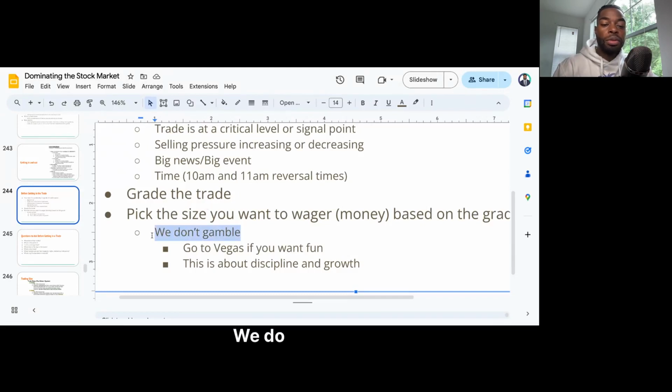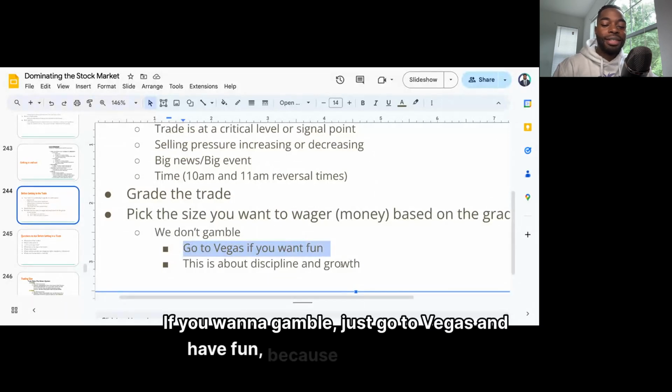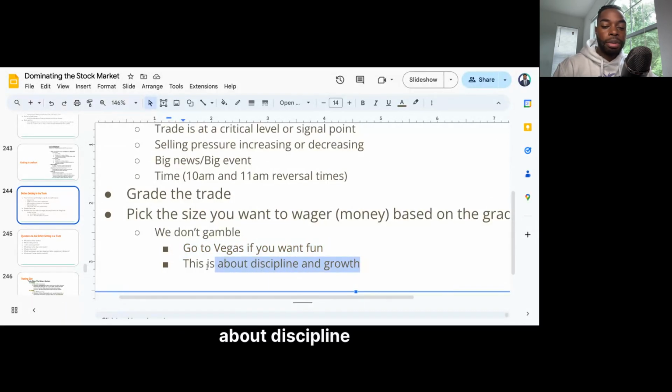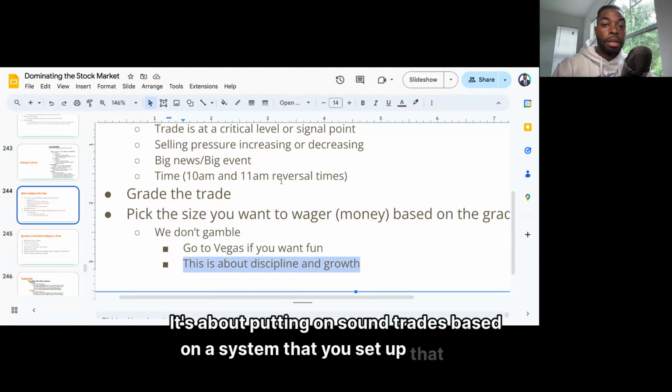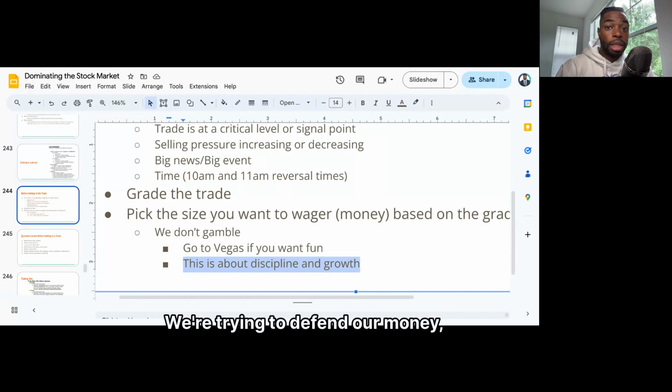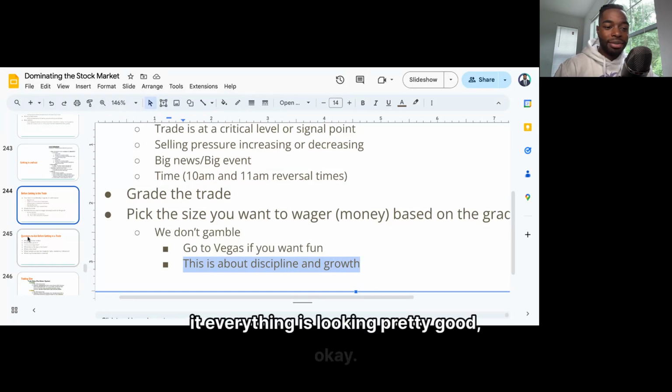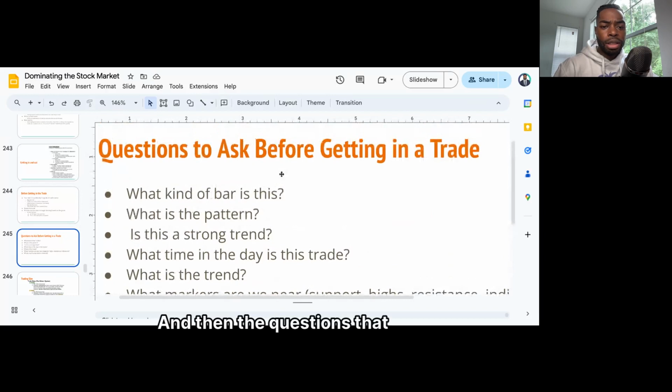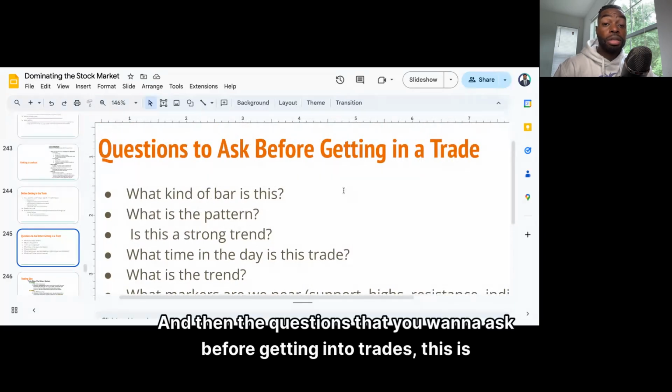And guess what? We do not gamble, okay? If you want to gamble, just go to Vegas and have fun, because trading is really about discipline and growth. It's about putting on sound trades based on a system that you set up that has a great risk to reward, okay? When we're trading, we're always managing risk. That is the name of the game. We're trying to defend our money, and we only give our money to the market in times where everything is looking pretty good, okay?